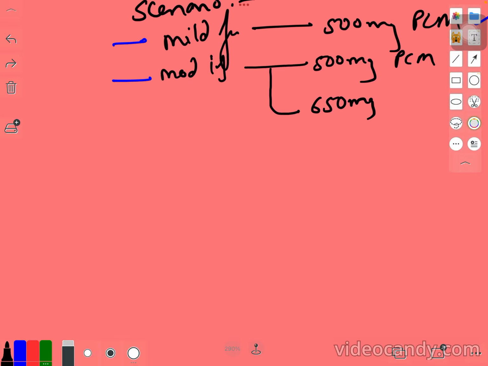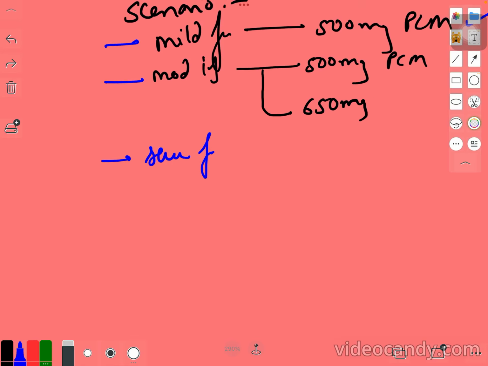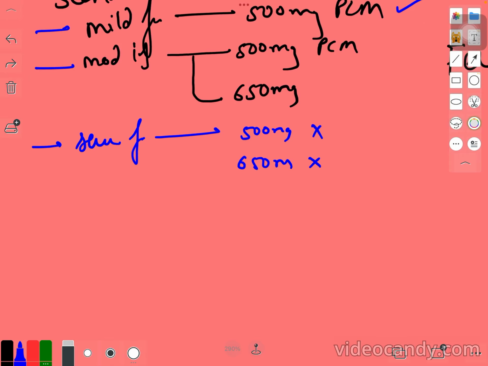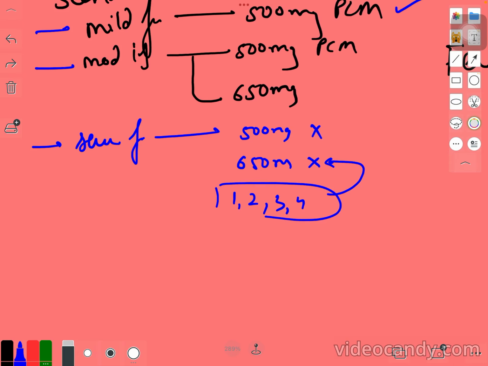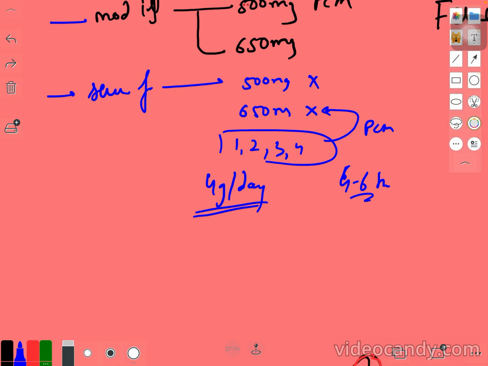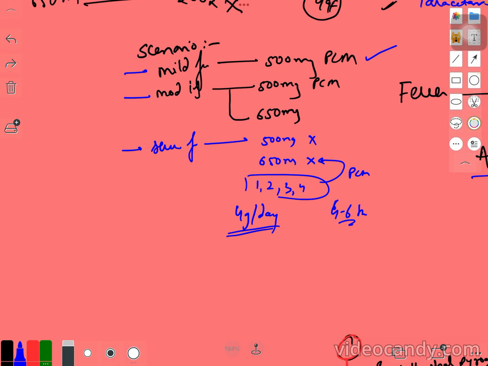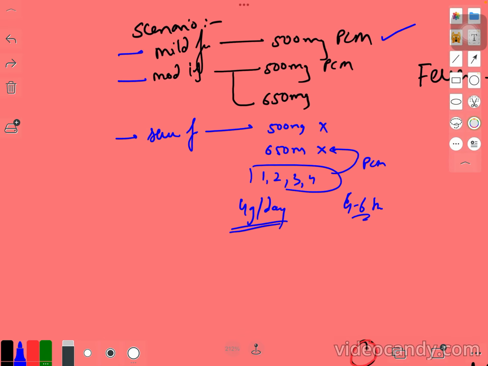Now the third case is that the patient has a severe form. You start with 500, he did not respond. You started with 650 milligram, he did not respond. So you increase the dosage to 1, 2, 3 and 4 times of 650 milligram of PCM, about every 4 to 6 hours. So the maximum you can go is about 4 gram per day of paracetamol, right? The patient has a little bit of relief, but still he's not acting completely fine.